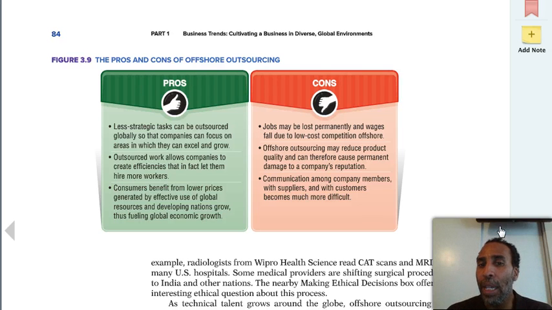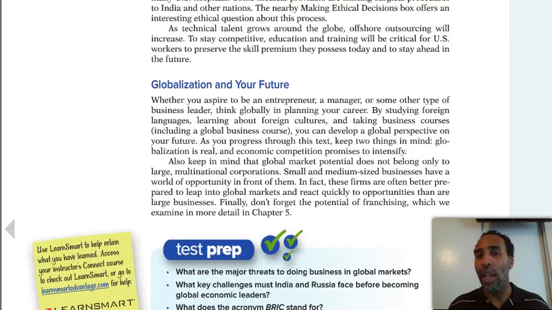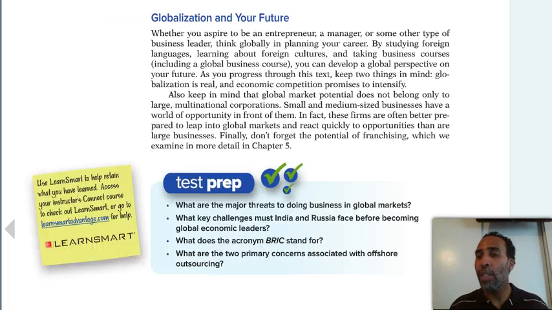Jobs may be lost permanently, and wages fall due to low cost competition offshore. Offshore outsourcing may reduce product quality and can therefore cause permanent damage to the company's reputation, right? So you send it off, they make the snowboard, send it back to you, but the snowboards are very poorly made and they break every time somebody gets on them. Communication among company members, with suppliers, and with customers becomes much more difficult, right? So if you want to change something on a dime, it doesn't always happen that way. More test prep right there.